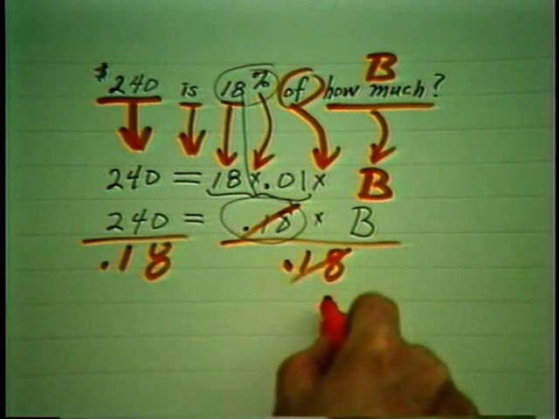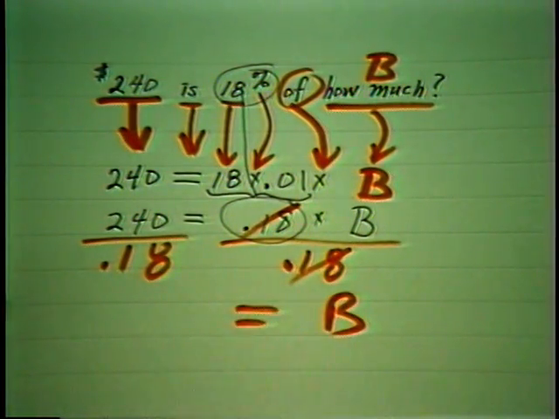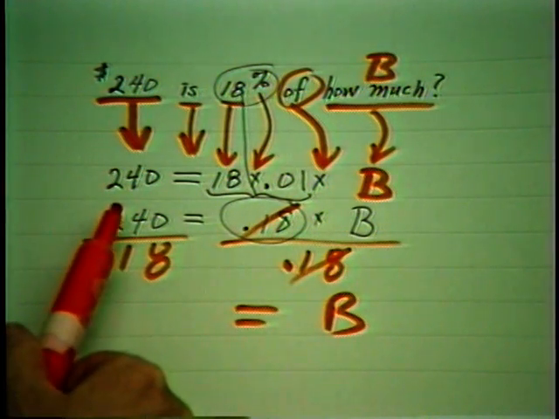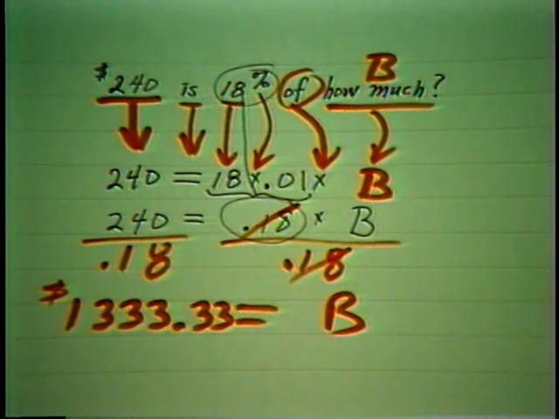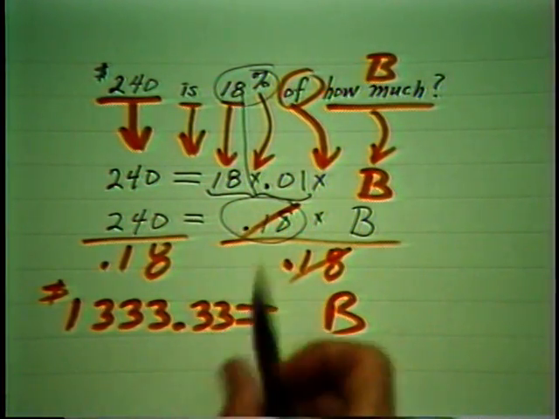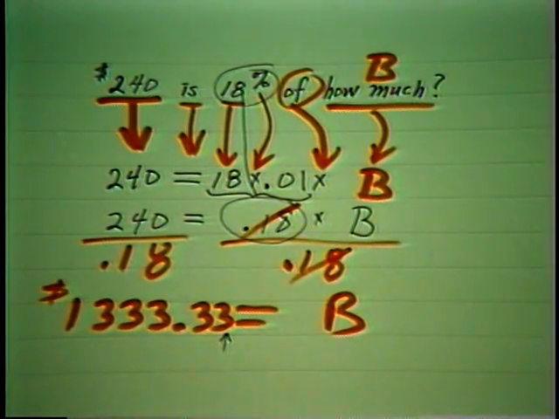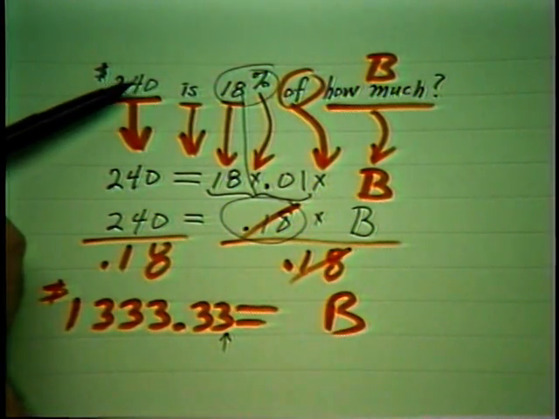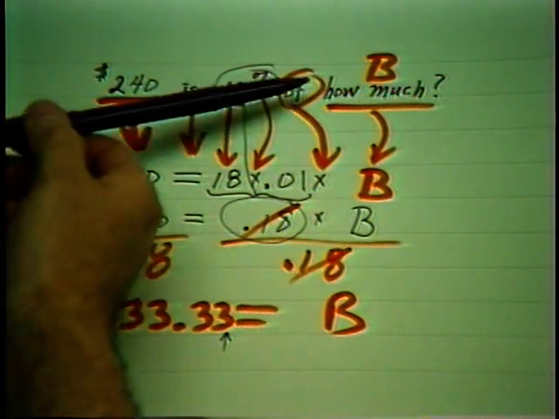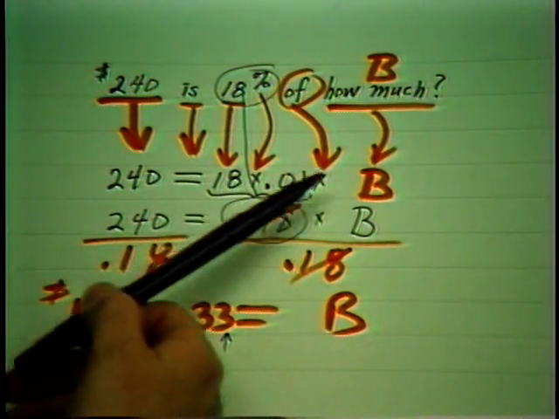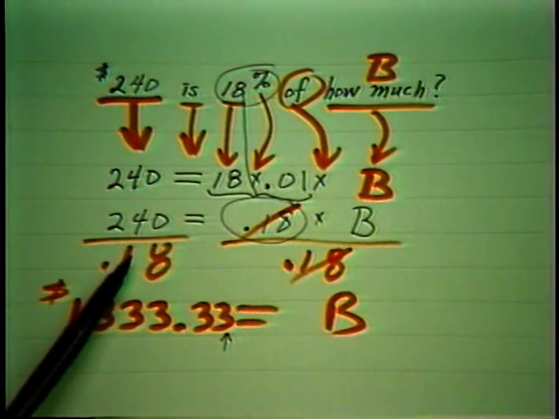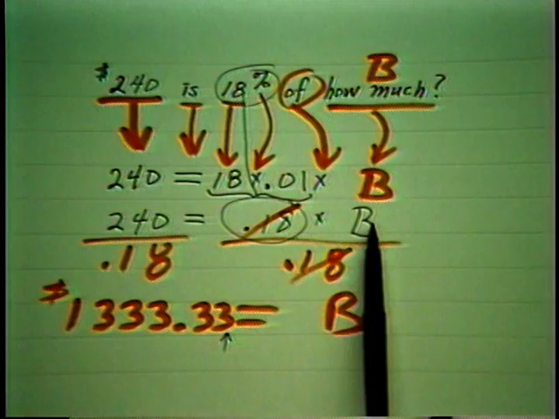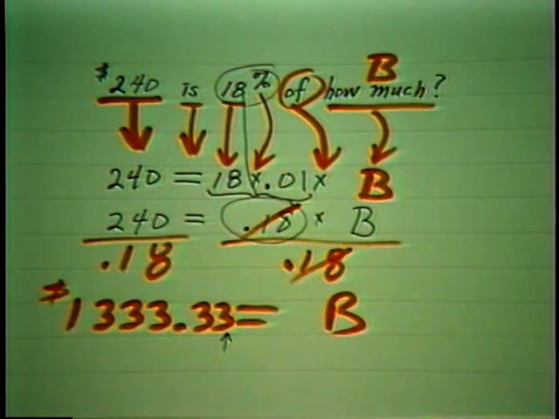That undoes that, leaving me with my unknown base b. And on this side, we simply divide this either by hand or by a calculator, and we get this dollar value rounded to the nearest penny. So what we do is translate each mark in our simple sentence to its math equivalent, thereby getting a simple equation we have been solving all along. So we simply solve for the unknown, and we're done.